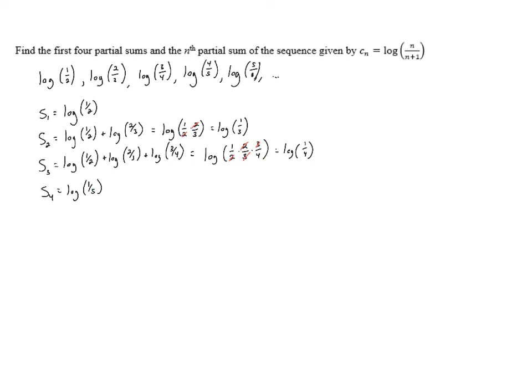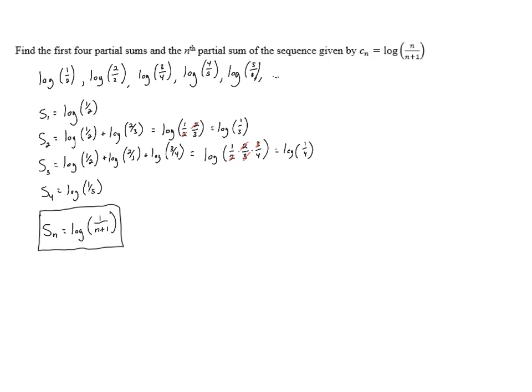We can see that each of these partial sums is going to be log of 1 over a number, and the denominator is 1 more than the number of the term that we're at. So the first partial sum is 1/2, the second partial sum is 1/3, the third partial sum is 1/4, the fourth partial sum is 1/5, and we can conclude that the nth partial sum is going to be 1 over n plus 1, because the denominator is always 1 more than the particular sum that we're looking at. So in this case, the nth partial sum is log of 1 over n plus 1.